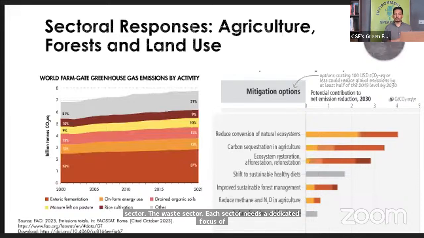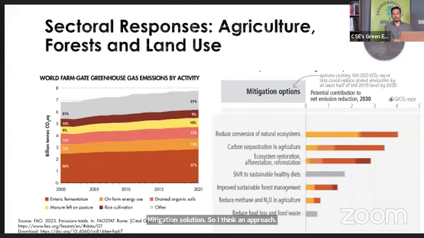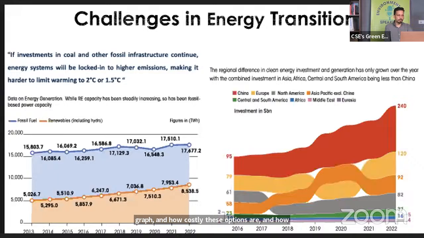So I think an approach where you take mitigation action sector-wise is a very helpful one to understand each sector in depth. And basically, here too, I represent the various solutions that IPCC has given. There's a graph showing how costly these options are and how effective they are to combat climate change.